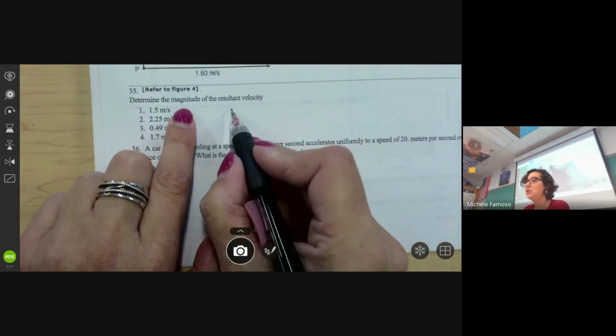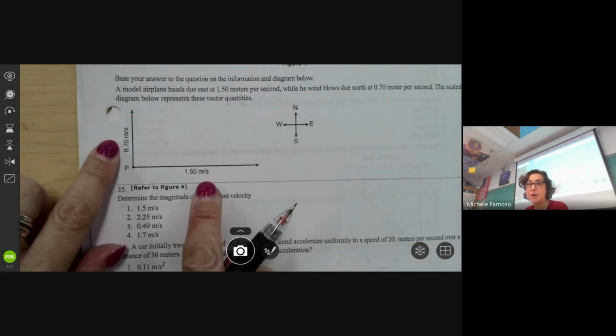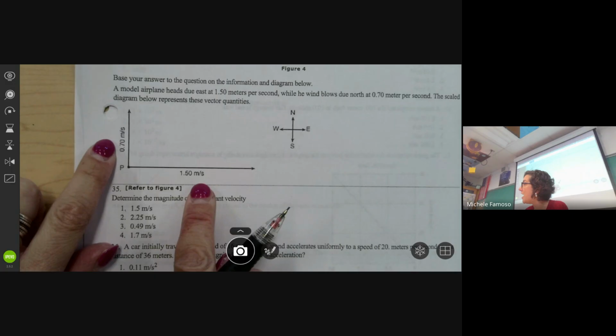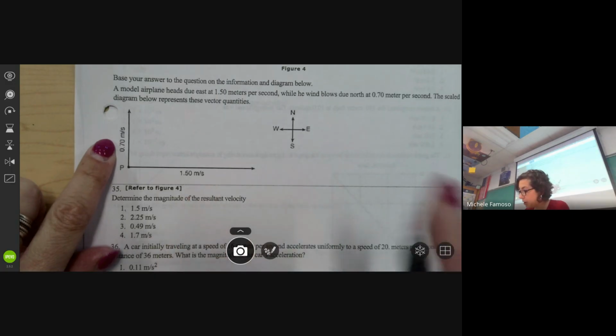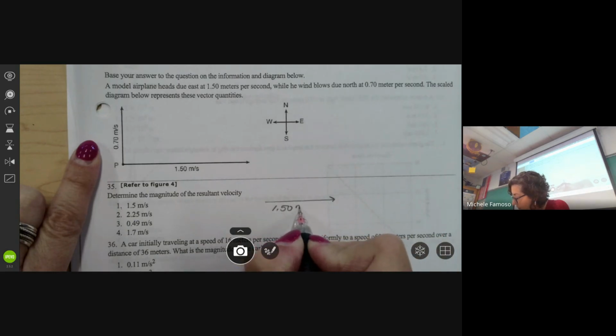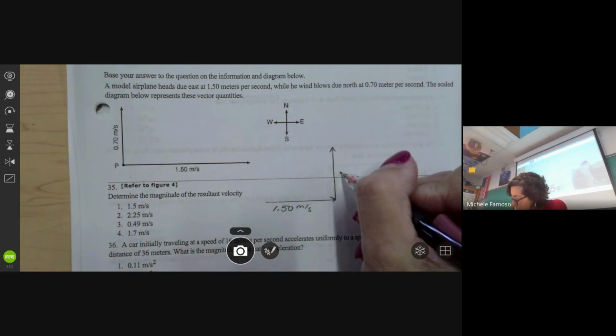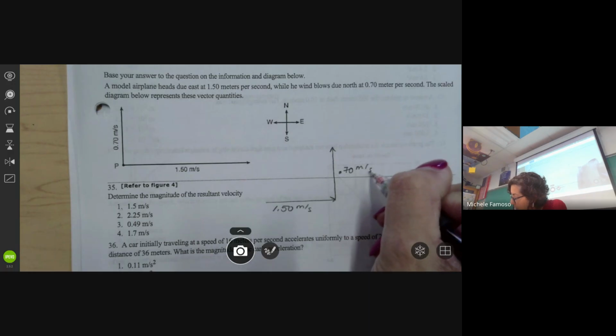Sydney? Yep. 35 wants the resultant velocity. All right, so this is the third one now, which is asking us for the resultant velocity. I see in the diagram I have 2 velocities, but they are not head to tail. We're going to put them head to tail. So I'm going to keep the one to the right at 1.50 meters per second, and I move the other one to its head at 0.70 meters per second.